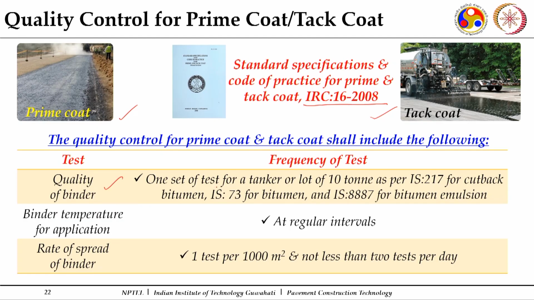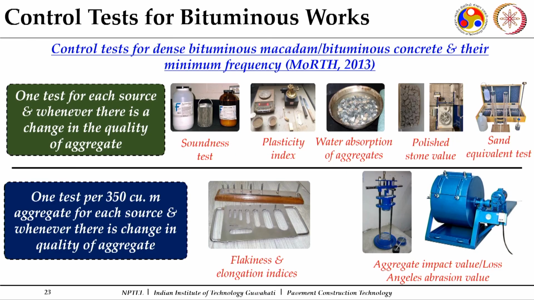It says one set of tests for a tanker of lot 10 tons as per IS 217 for cutback bitumen, IS 73 for bitumen, and IS 8887 for bitumen immersion. So, one test for a tanker of 10 tons has to be done. In that particular case, binder temperature can be regularly monitored. There is no specific frequency mentioned. Rate of spread of this prime coat or tack coat needs to be checked for 1000 square meter and not less than 2 tests per day. So, this is already well specified in our codal specifications.